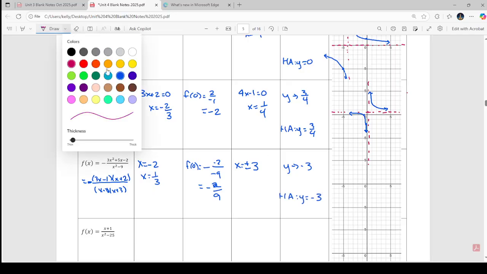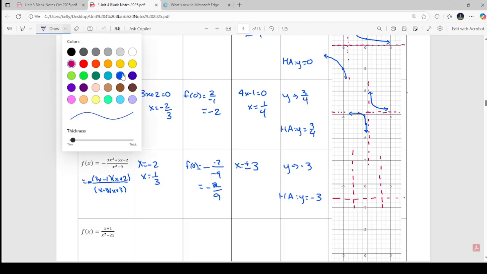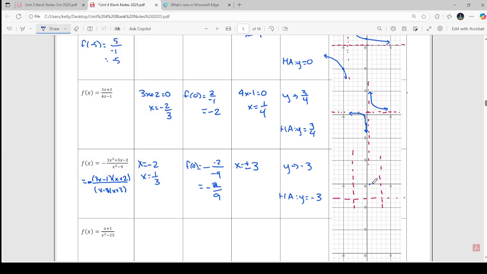Let's put the two VAs at negative 3 and positive 3, and a HA at negative 3. All right, some points we can put on. X-intercept of a third, a y-intercept of negative 2 over 9.